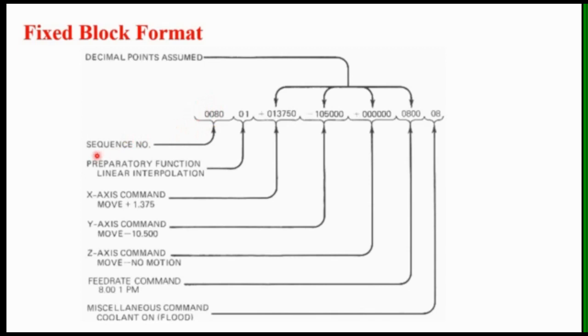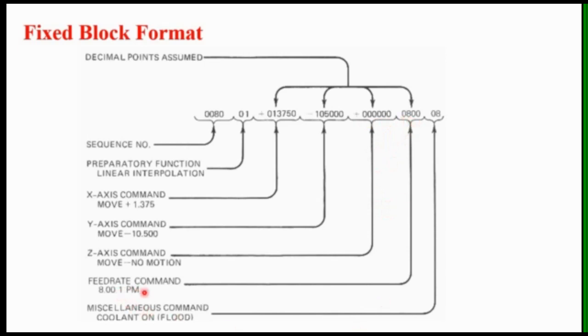The first gives the sequence number. Then the second one gives the preparatory function, linear interpolation. Then next, plus 1.3750 gives the x-axis command. That means move plus 1.375. So this is the command. Then next is the y-axis command. Similarly, for the z-axis command, there is no motion in the z-axis, so plus 0.0000 is denoted here.